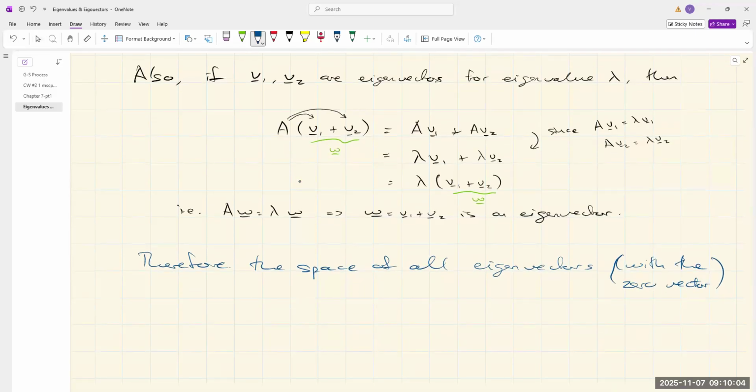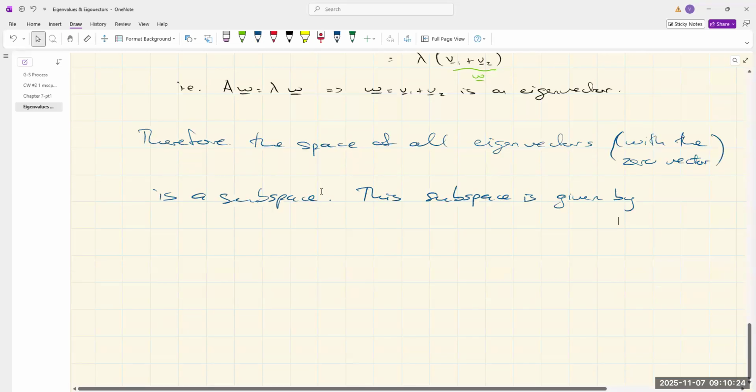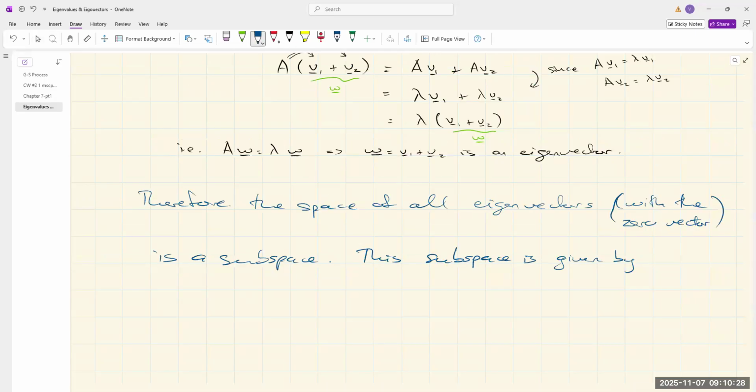So the space of all eigenvectors with the zero vector is a subspace, right? This subspace is given by, so what is the subspace? Is there a nice, easy way to write this subspace? Yes. The subspace is given by the null space of A minus lambda I. And the null space of a matrix is equal to the set of all vectors V belonging to R^n, n rows, one column, such that the matrix times the vector equals 0. That's what the null space means.